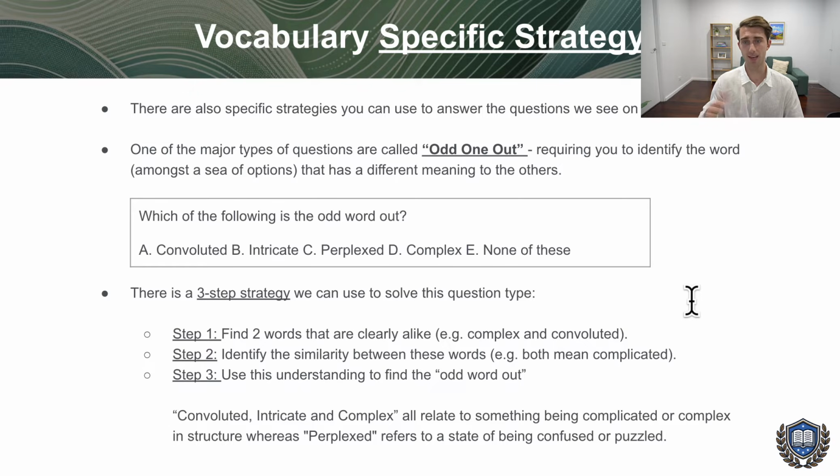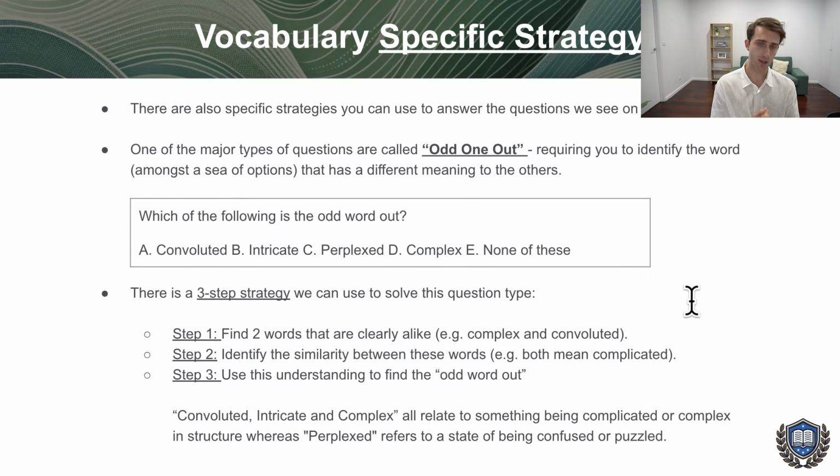What you'll notice is even with the really hard questions, there's normally always going to be 2 options that you do understand. Complex and convoluted both mean the same thing. Something's a bit complex. It's a bit complicated. They both mean the same thing there. Second thing is to identify the similarity between the two words like we just did. They both mean something to be a bit complicated. And then step 3 is to use this meaning to find the odd word out.